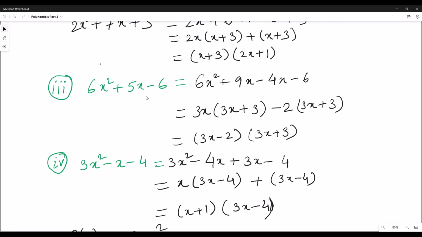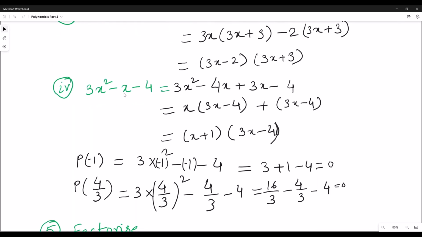The main thing is we have to multiply the two numbers and split the middle term so that the addition is the same and the multiplication is minus 36. So we have found that number: 9x minus 4x. 9 fours are 36, that is minus 36, we have to make it minus 36. So 9x minus 4x is 5x.